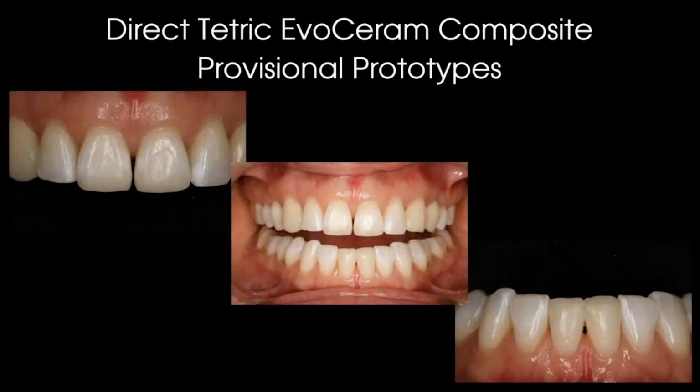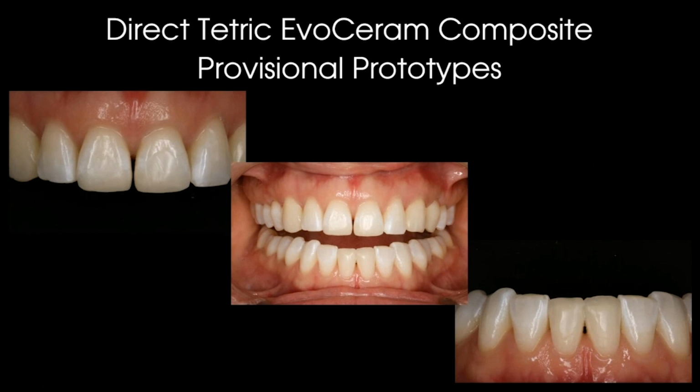And so after that, I used direct Tetric EvoCeram composite to make provisional prototypes for the lab. Now, some people like to do composite veneers. Some people like doing indirect anterior veneers. I think composite veneers are a great way to learn about how to shape teeth, anatomy of teeth. You learn so much by being able to do a set of 6 anterior composite veneers. However, there's a huge learning curve. It takes time. It takes a lot of your time, investment, education to be really good at it.